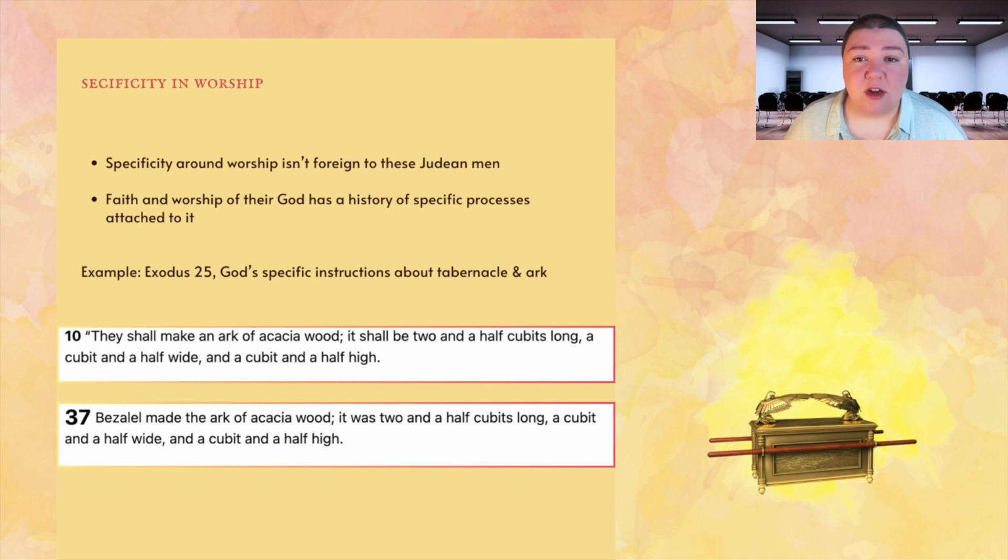They shall make an ark of acacia wood. It shall be 2.5 cubits long, a cubit and a half wide, and a cubit and a half high. And these very specific instructions were indeed followed. Chapter 37, Bezalel made the ark of acacia wood. It was 2.5 cubits long, a cubit and a half wide, and a cubit and a half high. The point being that considering the greater context of the faith and culture of these Judean men, specificity around worship was not a foreign concept.